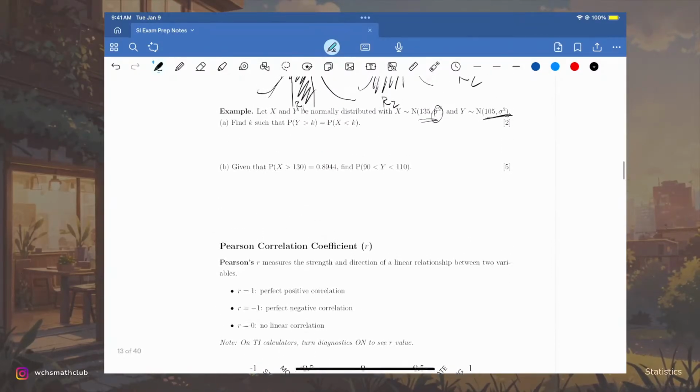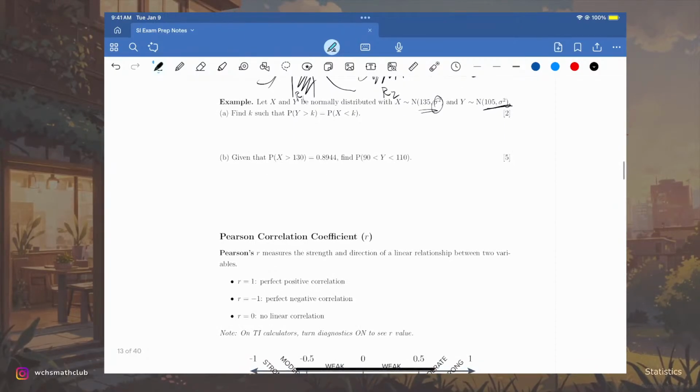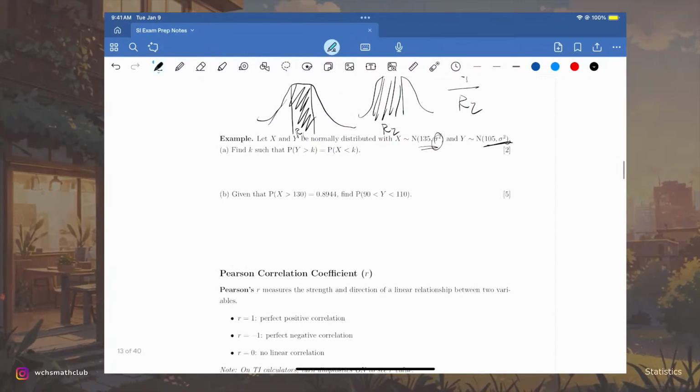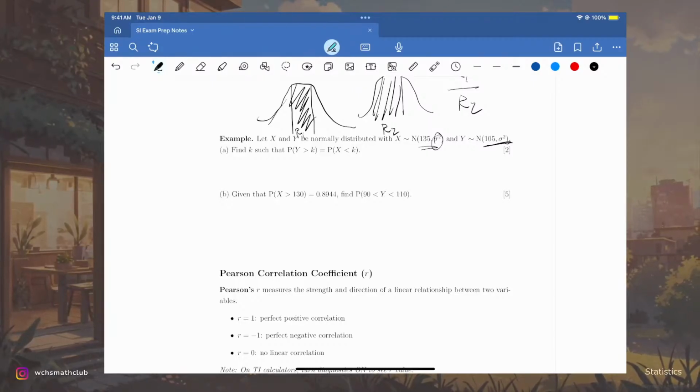Let's see. Should I do this problem? Do we have time? We have so much time. Okay, I will do it then. Sure. Okay. Yeah, I'll give you like 3 minutes to solve then.